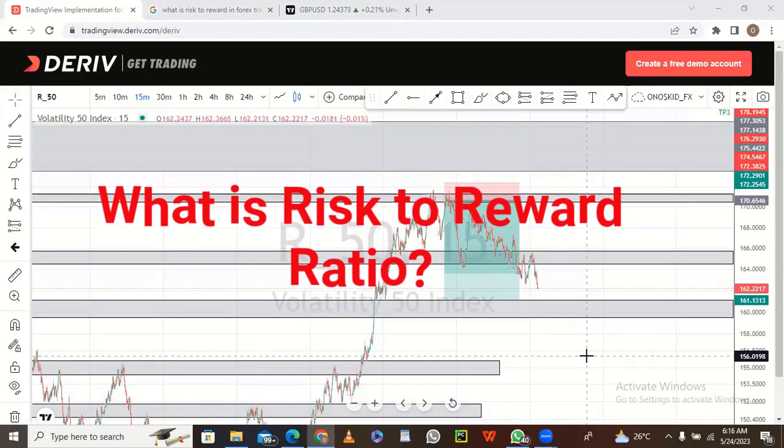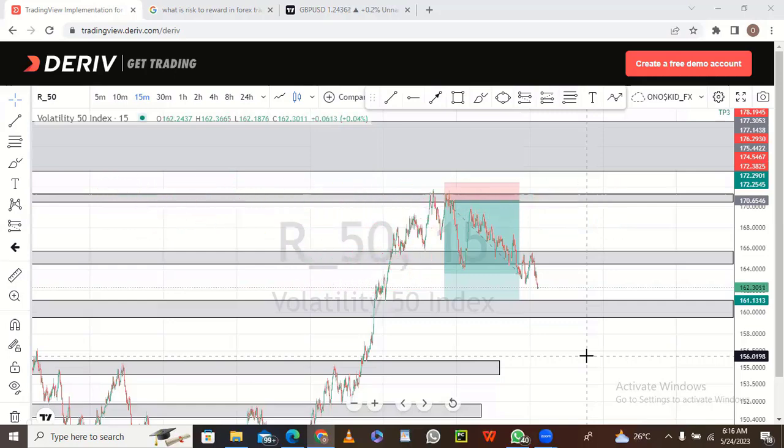So what is risk to reward? Risk to reward is the distance between the entry point of a trade to the stop loss and the entry point of a trade to the take profit level. So what that means is that when you are talking about risk to reward, you are willing to know how much you are risking in the market and how much you're expecting to gain in the market.